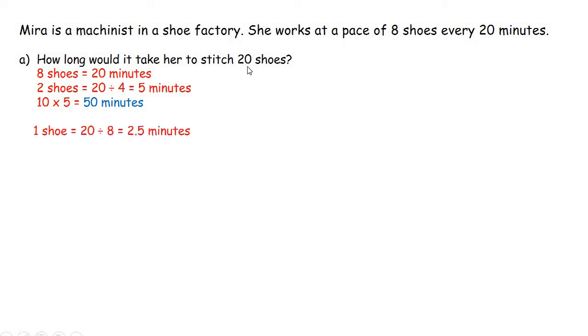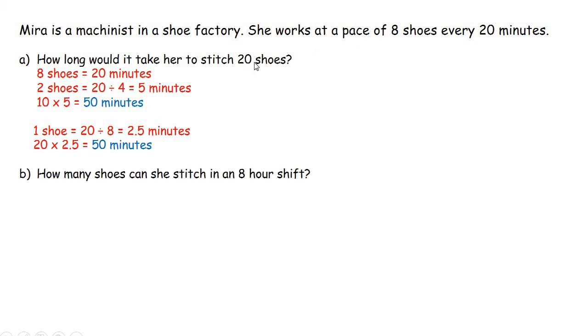I could also have done it with just 1 shoe. So I could have gone right back to 1. 1 shoe is going to be 20 minutes divided by 8, which will give me 2.5 minutes. Multiply this by 20, and again I get the same answer. And in fact, I could have used 4 shoes, because 4 goes into 20 and into 8. So you're looking for a common factor of these 2 numbers.